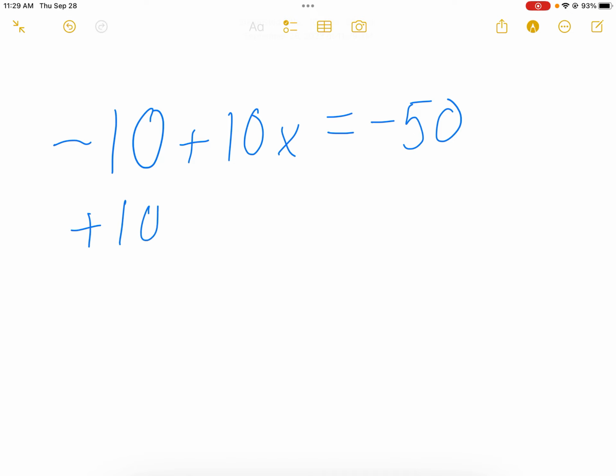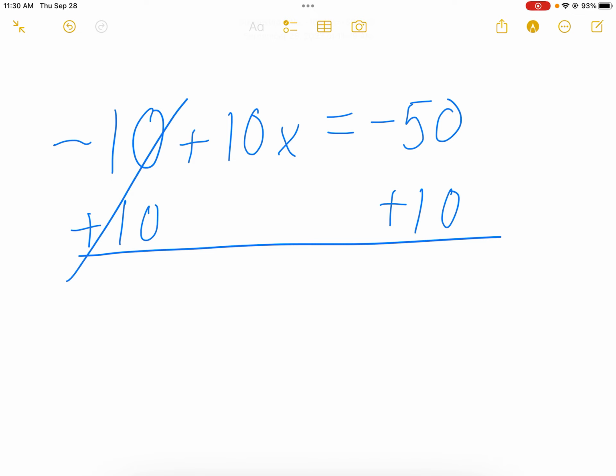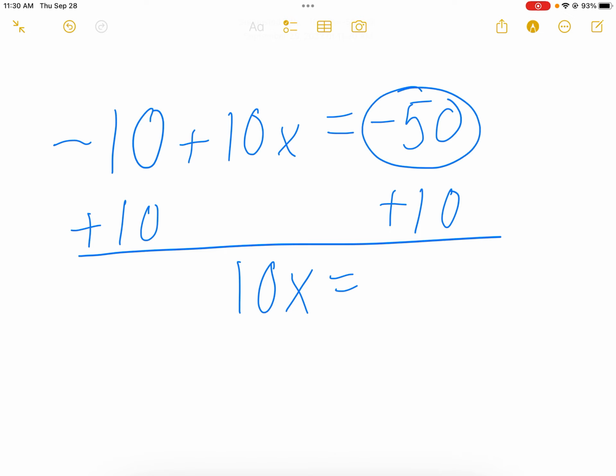In order to get rid of a negative 10, I have to actually add 10 on both sides, because that cancels out the negative. Negative 10 plus 10 equals 0. So these cancel each other out because they make 0. Then you're left with just 10x over here equals, now negative 50 plus 10. Make sure you know how to add your negatives. When I'm down 50, but then I get a little win in here, I gain 10 points. If I'm at negative 50 points, add 10 points, I'm now at negative 40. I'm in the hole, but less so.